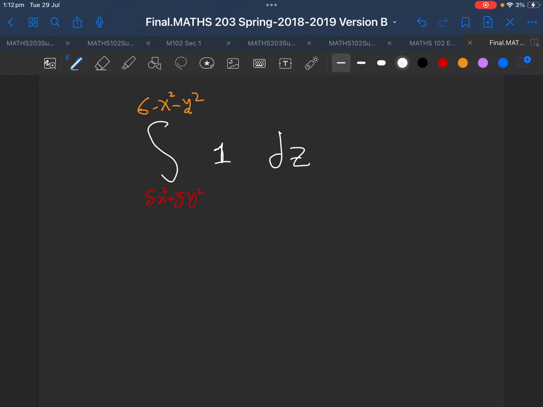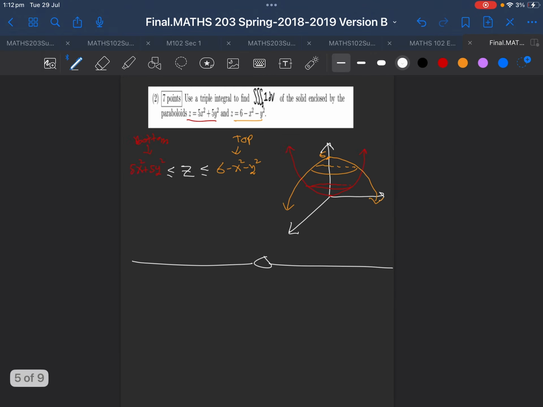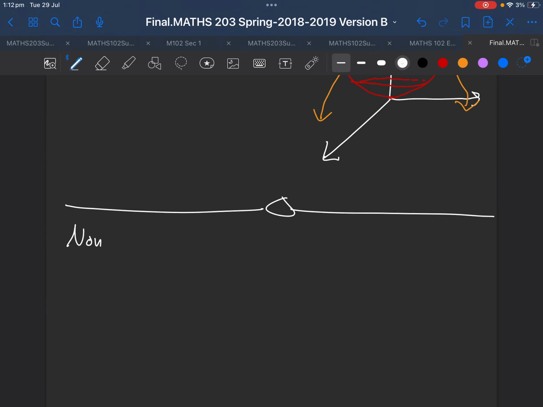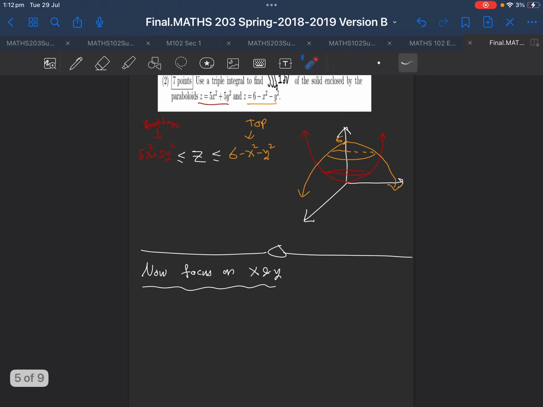Now we have the other integrals, which we need to do in terms of x and y. So this one here. Now focus on x and y. What do I mean when I say focus on x and y? We need to do the projection. What will happen inside x and y.